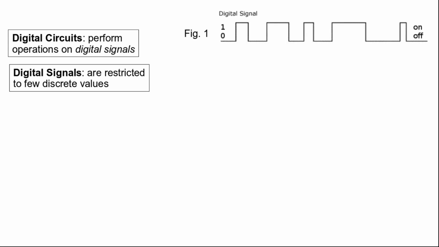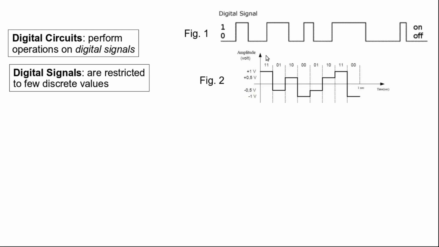Now the question is, what is actually a digital signal? Digital signals are the signals which are restricted to only a few discrete values. So what do we mean by that? If you look at this figure, we see that we have a signal and it has only two possible values, which is 0 or else 1. So the signal is 0 for some amount of time, then it changes to 1, then it remains 1 for some amount of time, then it falls back to 0. So the signal can have only two possible values, 0 or 1. So this is a digital signal.